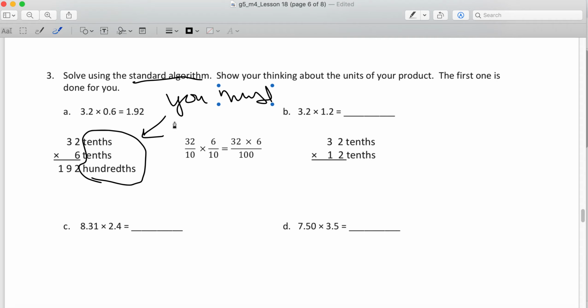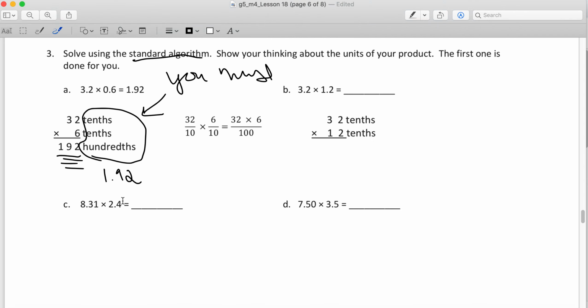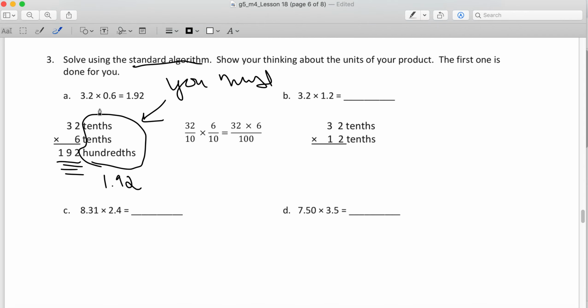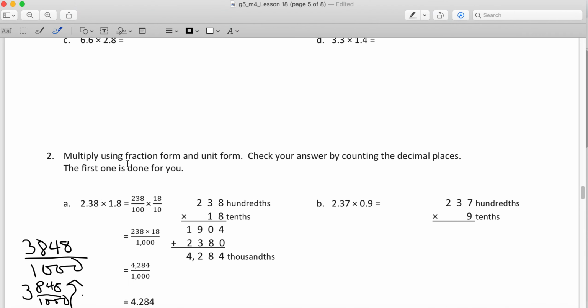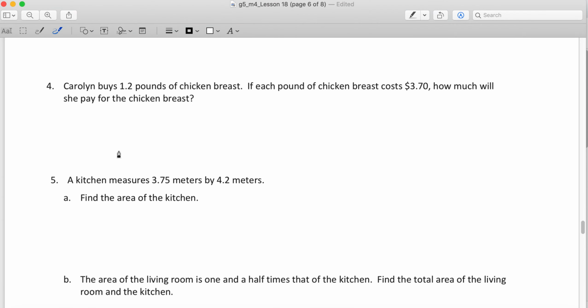Because what I don't want to happen is that you get to the end and you just say it's 192 or 192. You can't do that because that's not the answer. The answer is 192 hundredths, and that's very different. Okay? So if you're going to do the standard algorithm with just the numbers, you must write it with the unit form there. Okay? If you have any questions, you know how to get in touch with me.